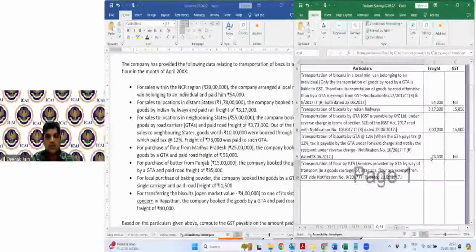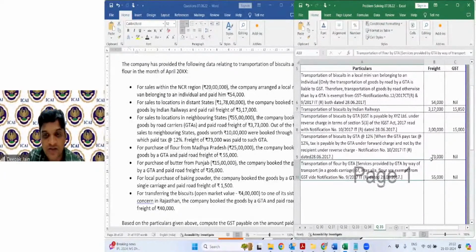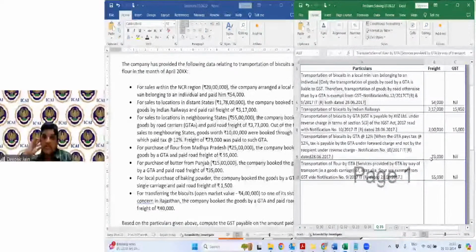On the next part of this 55,000, GST नहीं pay करना पड़ेगा because transportation of floor by GTA is exempted. Okay, so GTA में हमने देखा exemption. GTA in case of floor is exempted. So on floor, it is exempted.